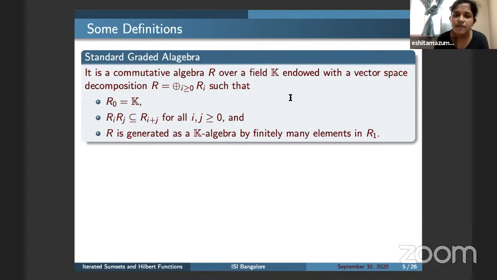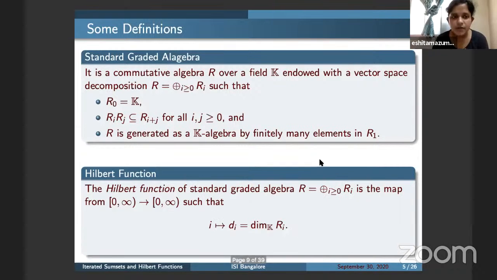Now, once we have this structure for R, we can say that each Ri is a finite dimensional vector space over K, right? Okay. Now, coming to the next definition. Let me consider the standard graded algebra R. So clearly, we can say that Ri is a finite dimensional vector space over the field K.